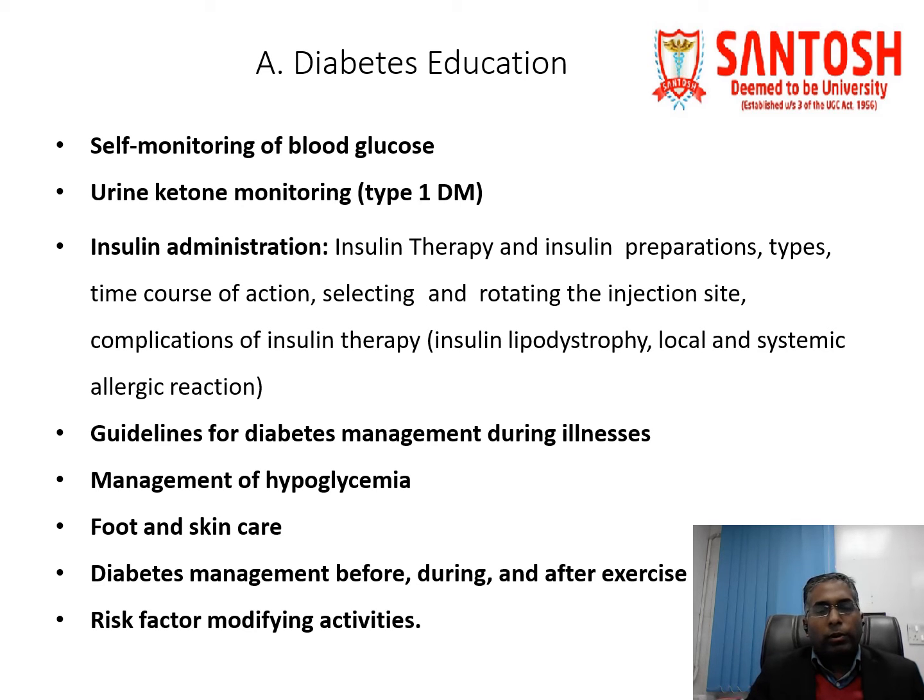And patients should always be educated regarding the guidelines for diabetes management during illness, because whenever any acute illness occurs, the requirement of insulin always increases. If insulin or OHA are not increased on time, then the acute illness is not going to recover in time and may further complicate because of the hyperglycemia. So management of hypoglycemia has to be done. We have to advise the patient on foot and skincare, diabetes management before, during, and after exercise, and risk factor modifying activities should be there.